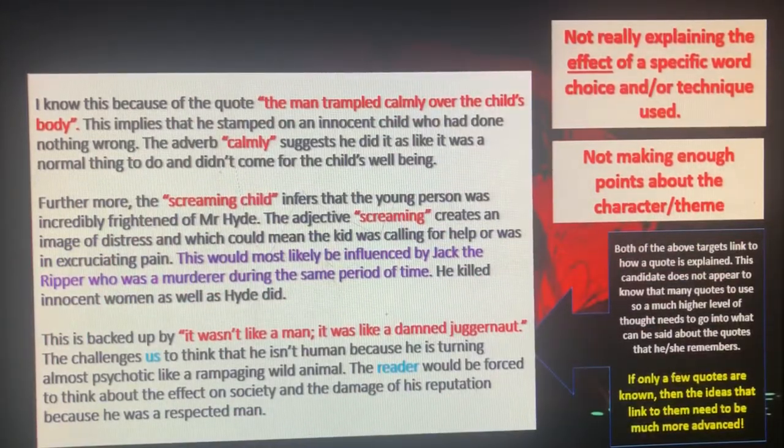How do you go about it then? Well, I've just divided this answer into its key quotes. You can see quite a bit was said about the key quotes this student showed, but only one of them actually links to history, and only one of them actually links to the reader as well. Both of these targets link to how a quote is explained. This candidate does not appear to know that many quotes to use, so a much higher level of thought needs to go into what can be said about the quotes that he or she remembers. If only a few quotes are known, then the ideas that link to them need to be much more advanced.